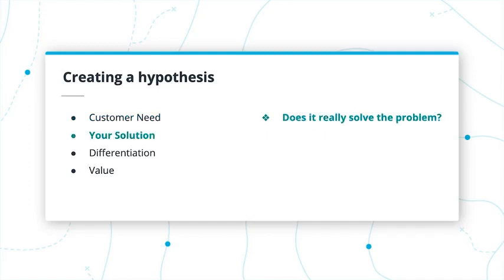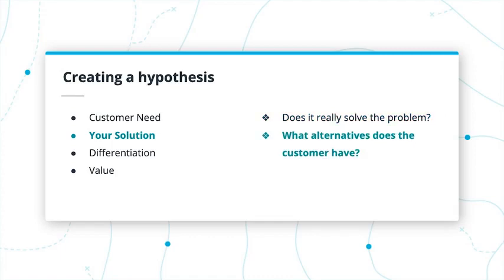When creating hypotheses related to your solution, the question you're trying to answer is, does your solution really solve the problem? It's also helpful here to think through what are the alternatives that the user has if they don't go with your solution. And how does your solution compare to everything else out there? Is it about the same or is it way better?